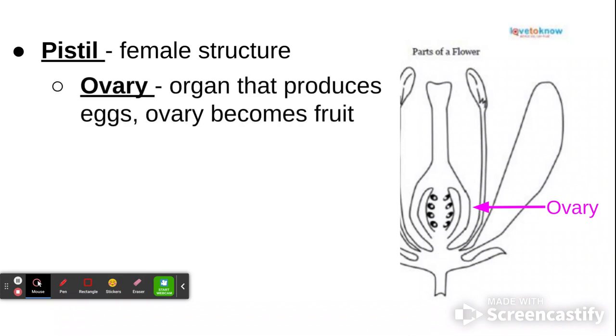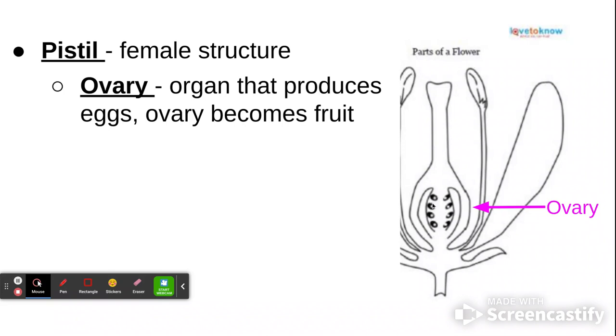Now, we looked yesterday or the other day at what is a fruit. Well, we're going to learn that when this ovary and the eggs inside of it get fertilized, the whole ovary turns into the fruit. So when you're eating an apple or an orange, you are eating a fruit, and you're also eating an ovary. I'll show you in a second how that works here. But the ovary becomes the fruit.